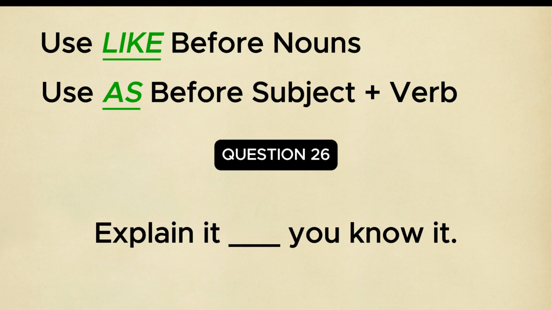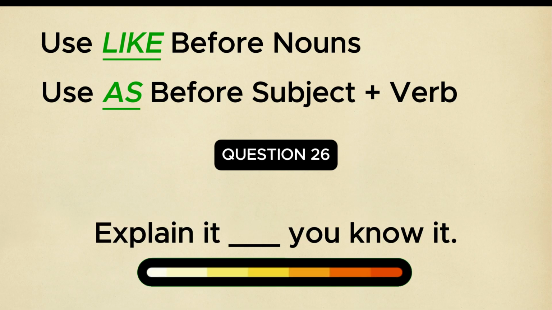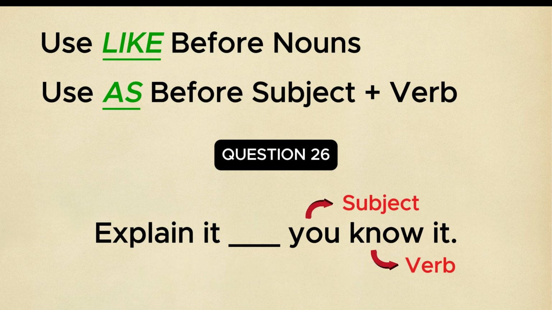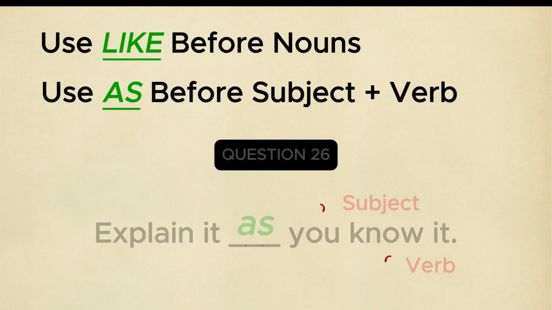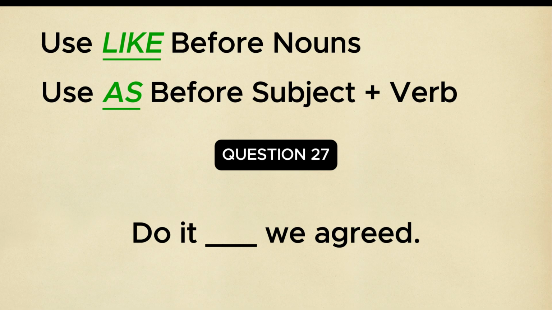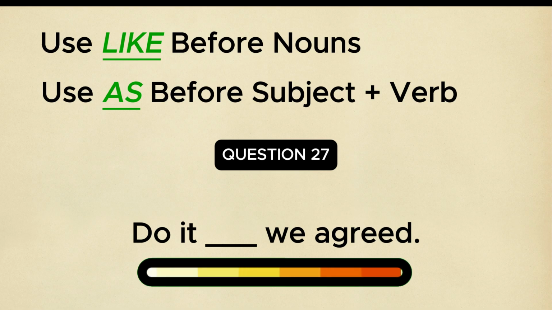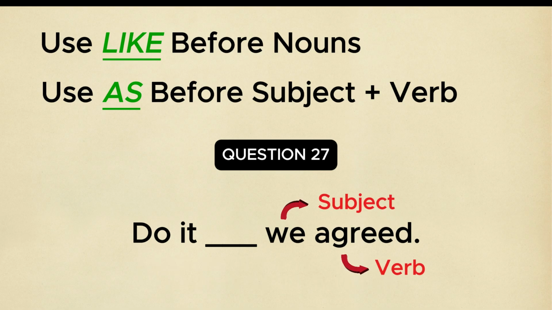26. Explain it blank you know it. This is a subject plus verb. The answer is as. 27. Do it blank we agreed. This is a subject plus verb. The answer is as.